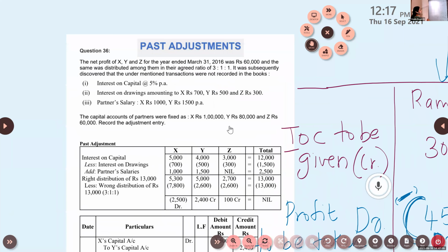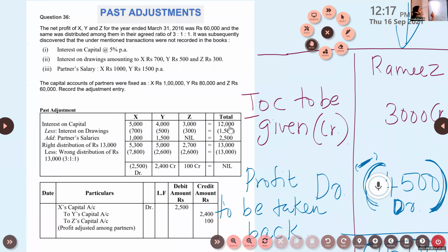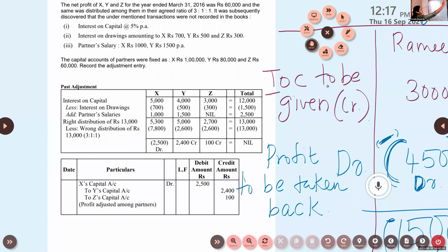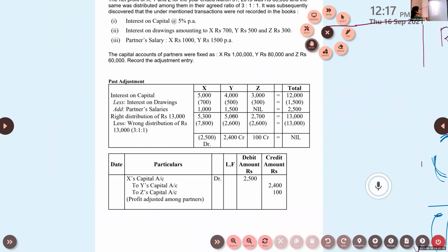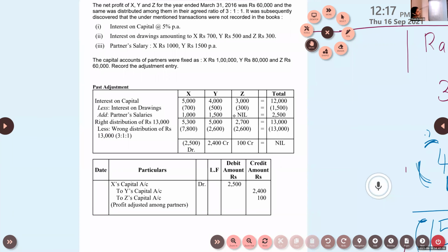You can see the adjustment table. The rate is given to you. So the first thing to be done is calculation of interest on capital. 1,80,000 and 60,000 is given to you. Find out IOC: 1 lakh into 5 by 100, 80,000 into 5 by 100, and Z 60,000 into 5 by 100.